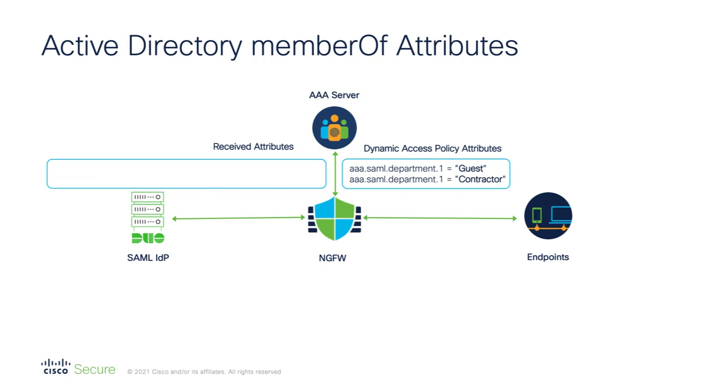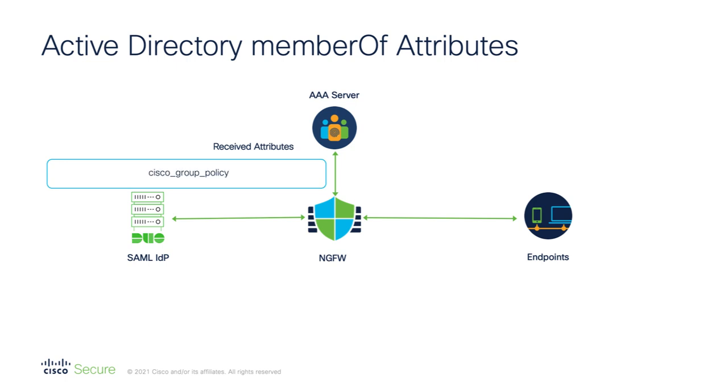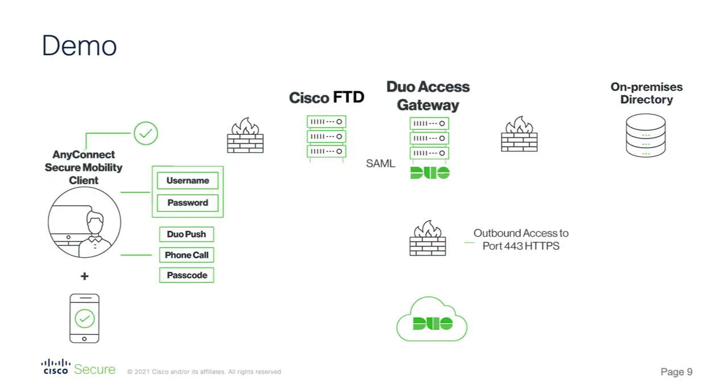Custom SAML assertions can be matched in a dynamic access policy to provide fine-grained access control. There's a special type of attribute called Cisco Group Policy, and the SAML assertion will be used to determine the group policy to be applied to the Remote Access VPN session.